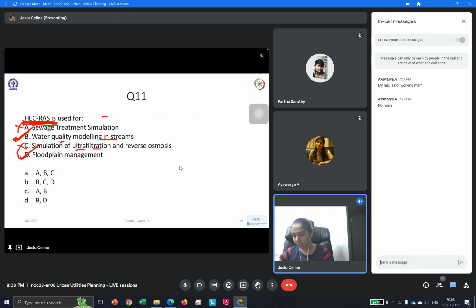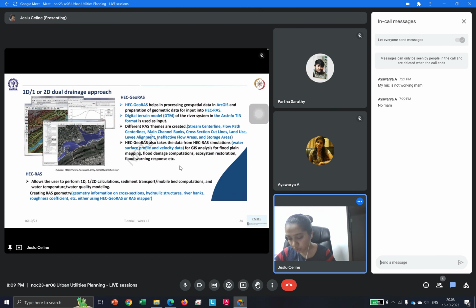So option A and C are where there's no. Okay, this is used for B and D. We have been asked to mark the correct statements. Yeah, option B and D is the correct statement. So let's just look at that software a bit. So this is the HEC software which is used.